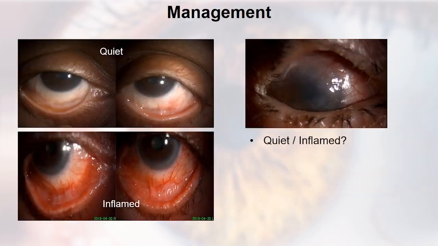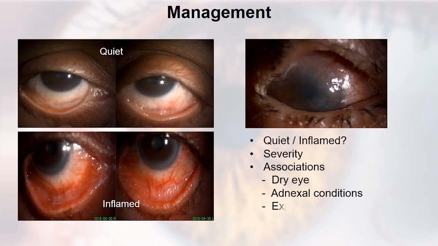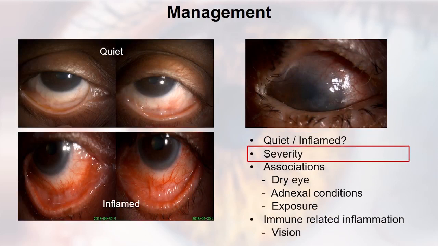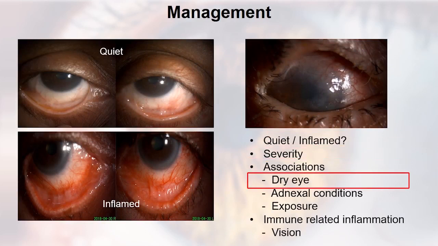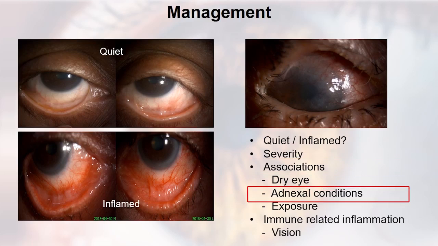And when you want to decide your plan of management, you have to answer a few questions. Is the eye quiet? Is it inflamed? What is the severity of the inflammation? What are the associations? Is there an associated dry eye? Are there associated adnexal conditions? Is there any exposure? And if so, each of these have to be treated. Of course, you have to know what the visual status of the patient is. And once you have ruled out these mechanical causes of inflammation, you can attribute the residual inflammation to the underlying immune disease if you're dealing with an immune disease.